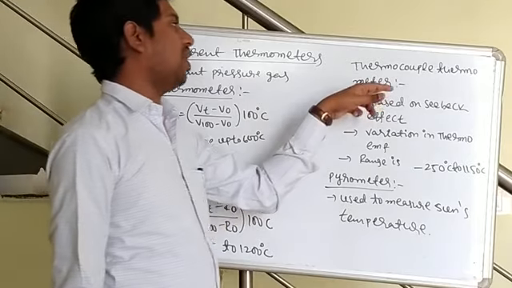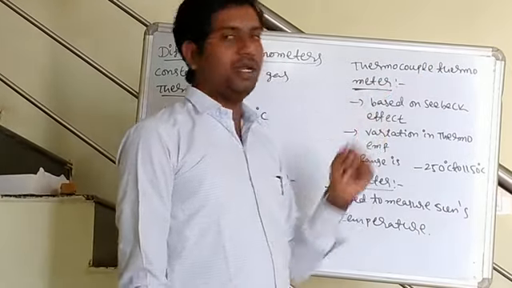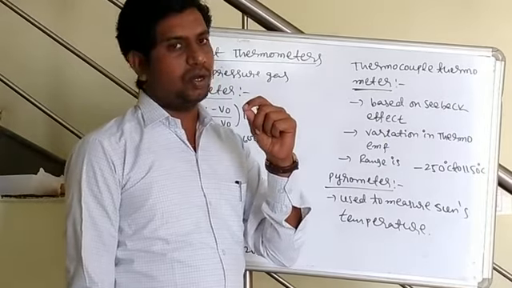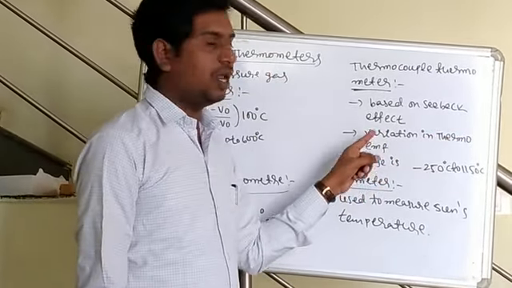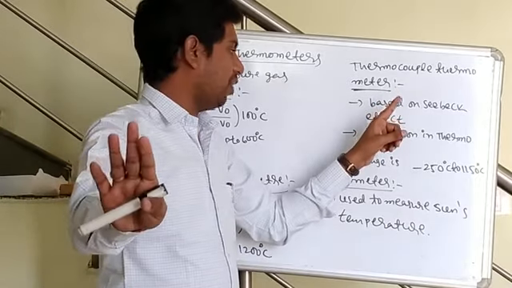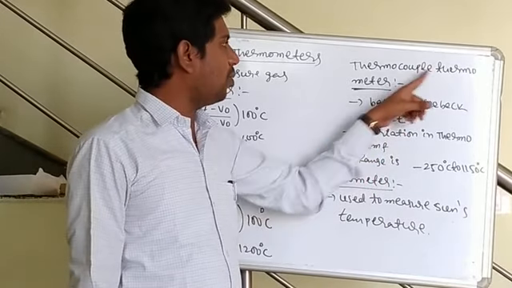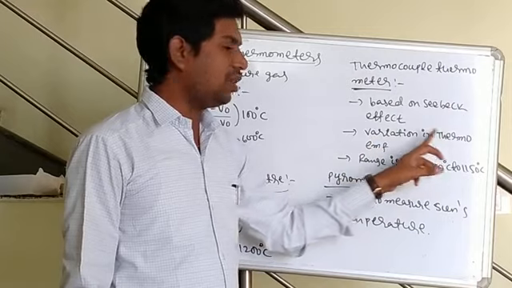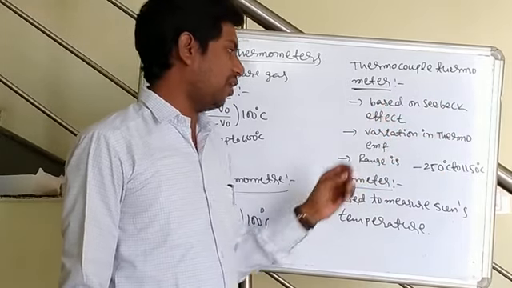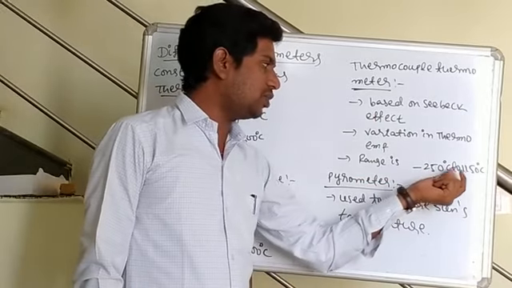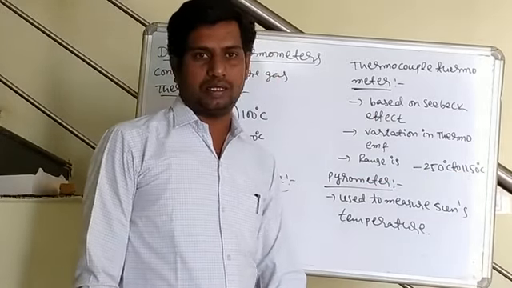The next thermometer is the thermocouple thermometer. It is based on a variation in thermo EMF, and it works on the principle of the Seebeck effect. The range is minus 250 to 1150 degrees Celsius.